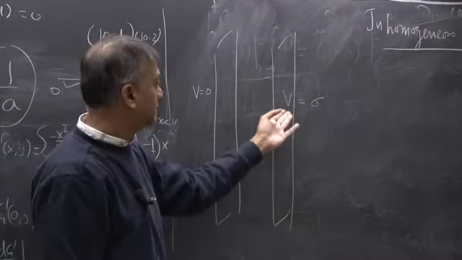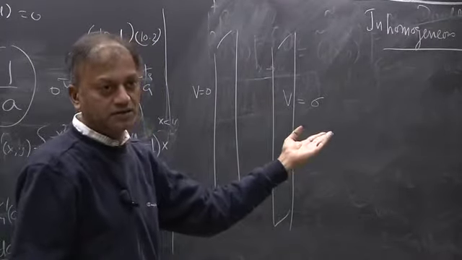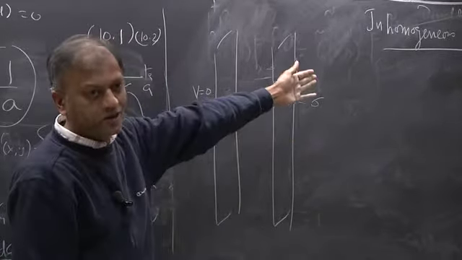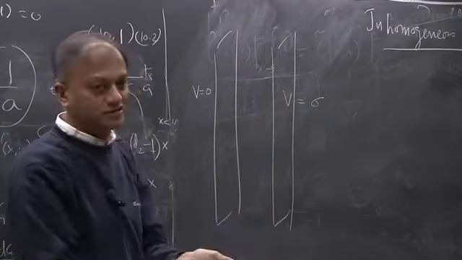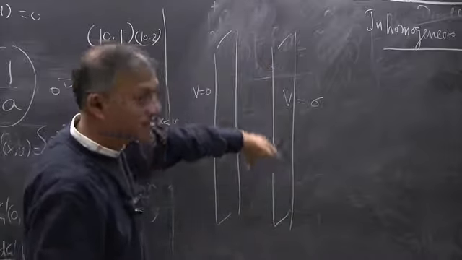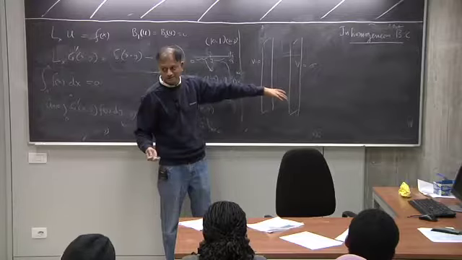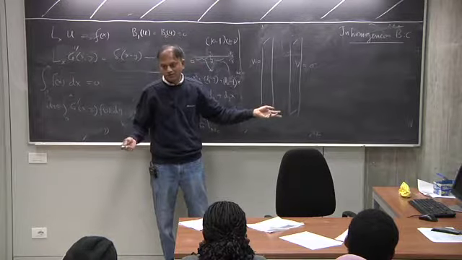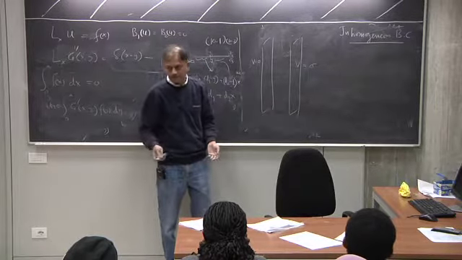That potential will satisfy a second order differential equation. Basically, this becomes a one-dimensional problem essentially. So d2V by dx2 is equal to 0 because there is no charge inside, but with this boundary condition. So this will be an inhomogeneous boundary condition, right? So this is useful in fact.